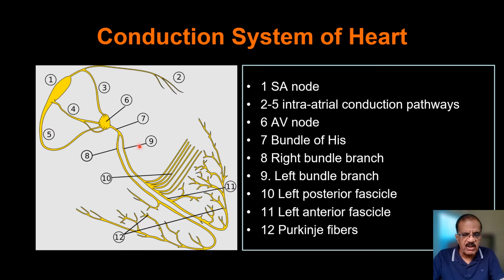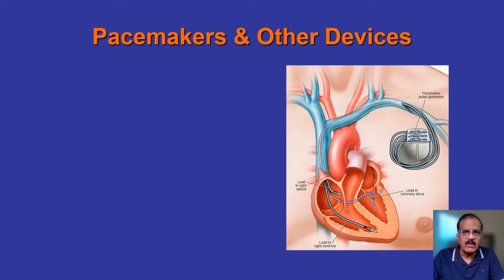And there are several indications. I will cover them very briefly. So this is the picture, and you can see this is the permanent pacemaker planted somewhere under the skin, mostly here in the upper part of the chest. Then these are the wires.